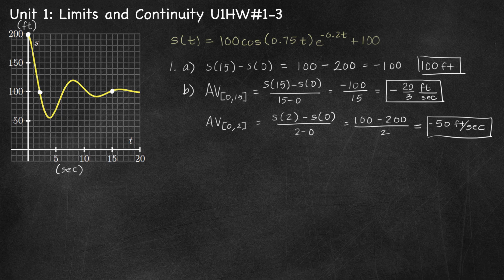Next, we want the average velocity on the time interval from 1 to 6. Again, we want change in position, s of 6 minus s of 1, over change in time, 6 minus 1. S of 6, using my graph, looks like 90. Minus s of 1 looks like 150 over change in time. So that gives me negative 12 feet per second.